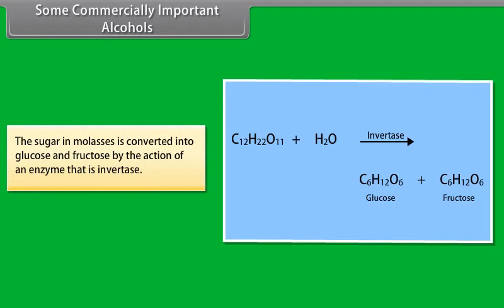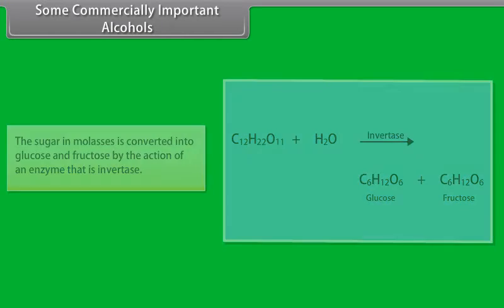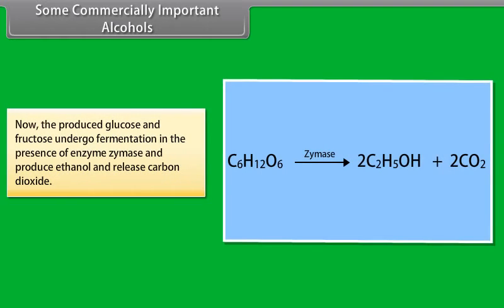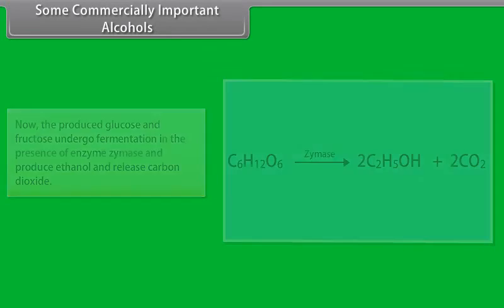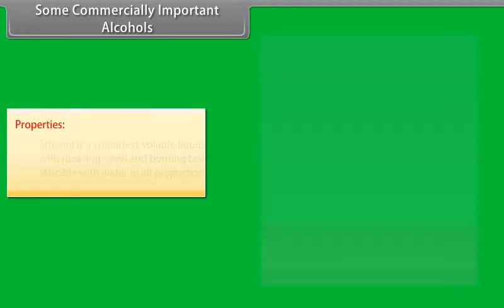Today, most of the methanol is synthesized by a catalytic reaction of carbon monoxide with hydrogen. This reaction uses high temperatures and pressures. Properties. It is a colorless, inflammable liquid, miscible with water in all proportions.